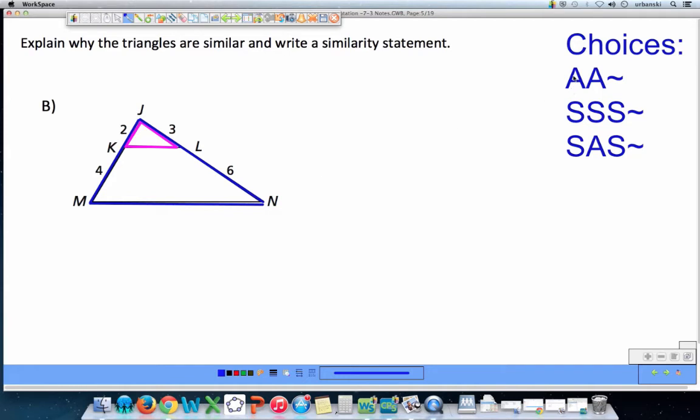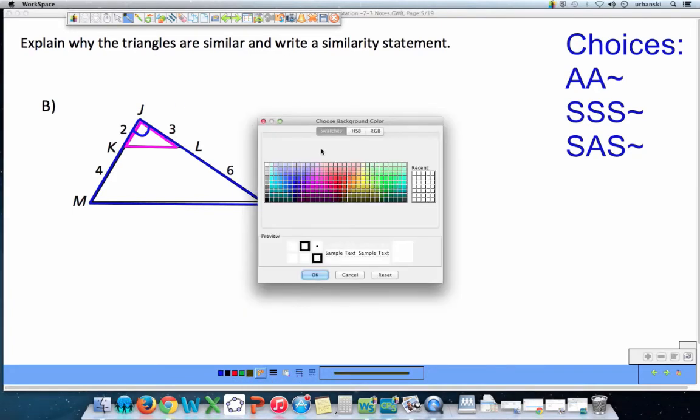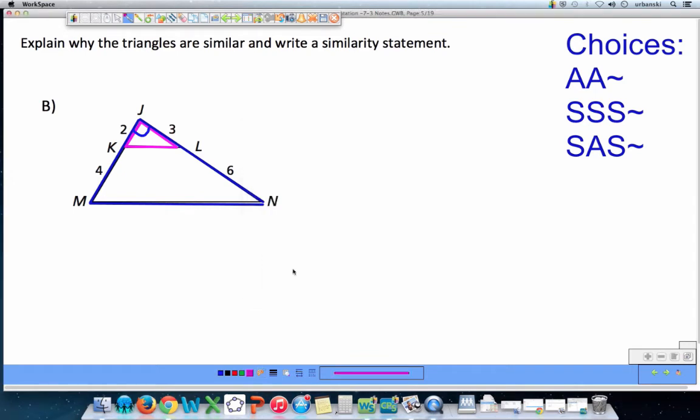Okay, so in this case, do we have enough information on pairs of angles? The only thing I see is this one angle right here. See that J? That angle J is the same whether I'm looking at the blue triangle or the pink triangle. Angle J is used in both, so angle J equals angle J. But I don't know anything else about this pink angle at K and this blue angle at M. So I'm going to have to say no on the angle.